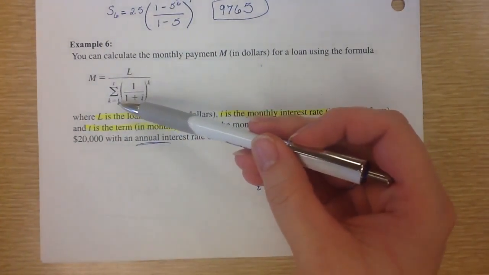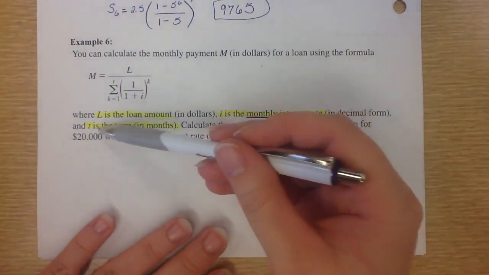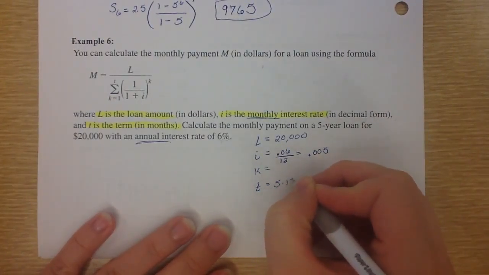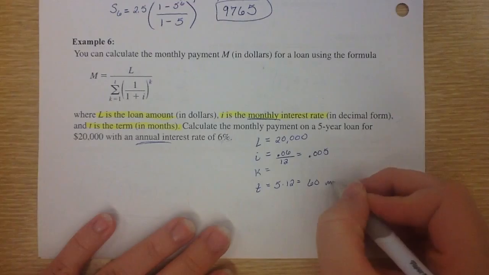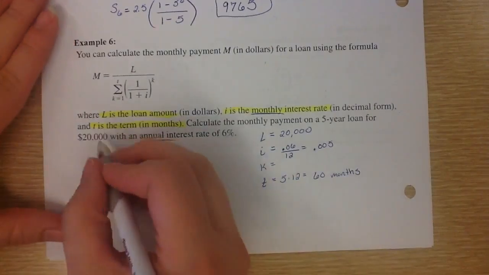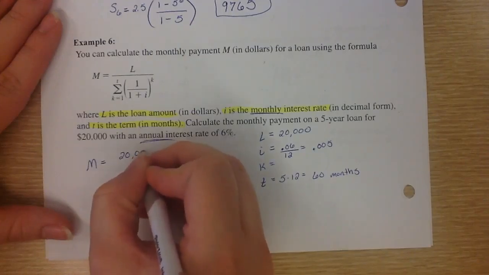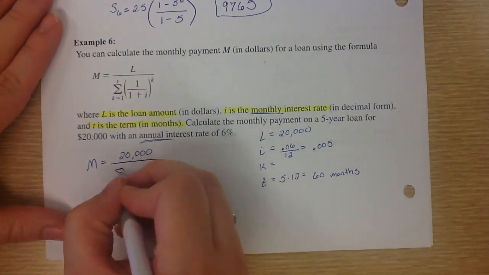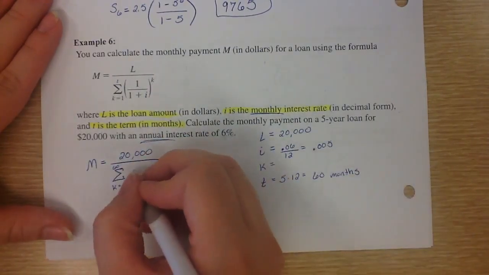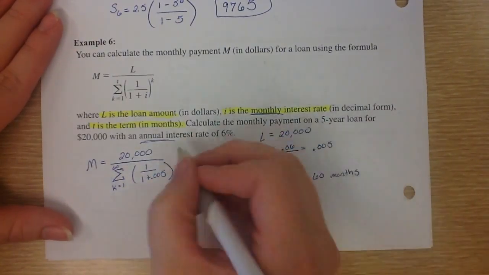Again, my K goes from 1 to T, where T is the term in months. We want a 5-year loan. Well, how many months is that? So 5 years times 12 months in a year. I believe that's 60 months. Okay. So now we just need to plug it all in. So M equals L, which is 20,000, all over the summation of K going from 1 to 60 of 1 all over 1 plus 0.005 to the K.